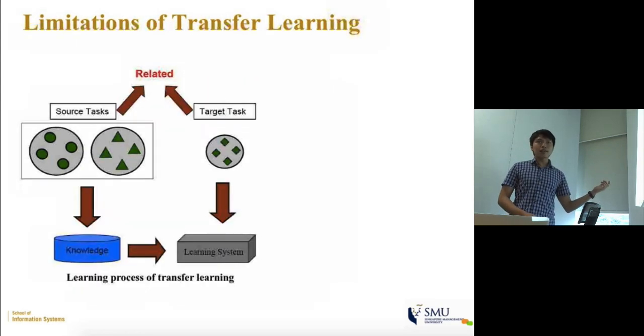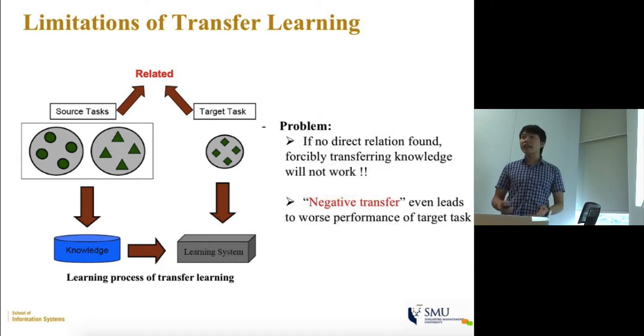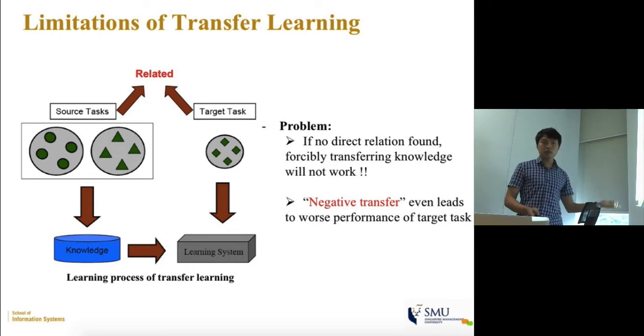So that turns out to be the limitation of the traditional transfer learning model. It is a limitation in the sense that if you cannot find any direct relation between the source domain and the target domain, then transfer learning probably will not work. Or even in the worst case, it will cause the negative transfer problem, which leads to worse performance in the target task.